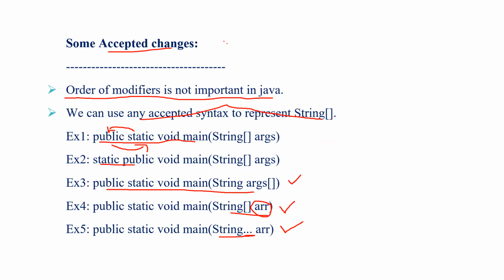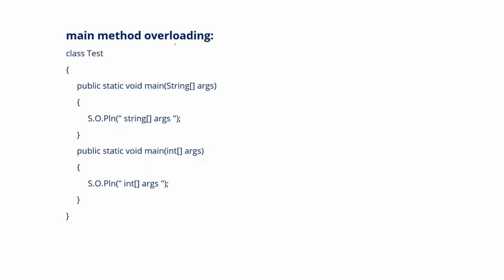Okay. Let me go to the next slide. Observe, the main method can be overloaded. Overloading means you can use the same name, but by changing the arguments list, you can define any number of methods in the class. This concept is called overloading. Observe here, I am having two methods, main and main.